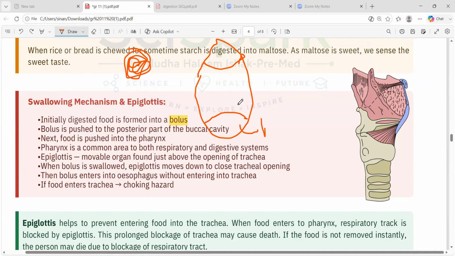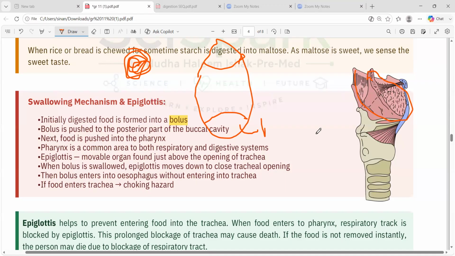Very good. It's the epiglottis. Epiglottis is the one. This is the door. See here, this has a door-like structure. So this is the respiratory tract. The green colored part is the respiratory tract, and this is the door of the respiratory tract. So this epiglottis prevents the food from entering into the respiratory tract.